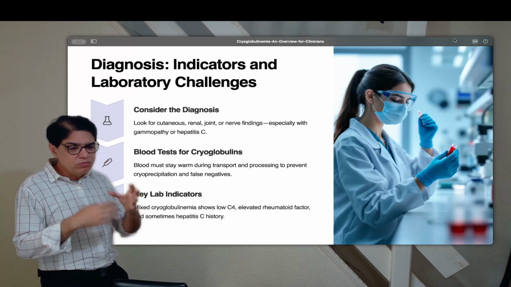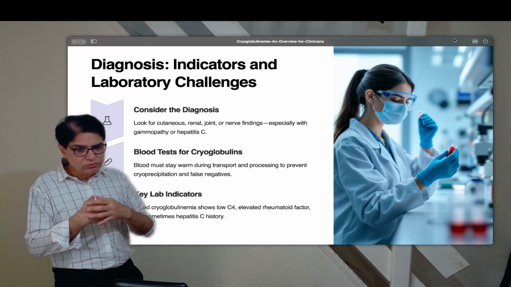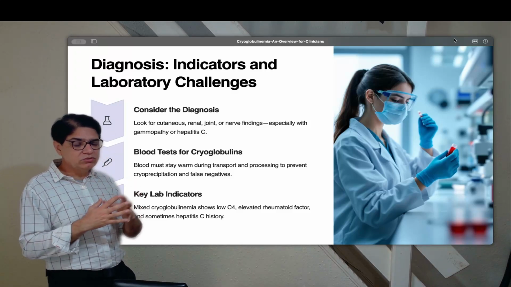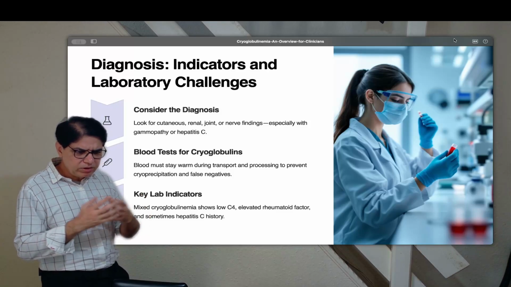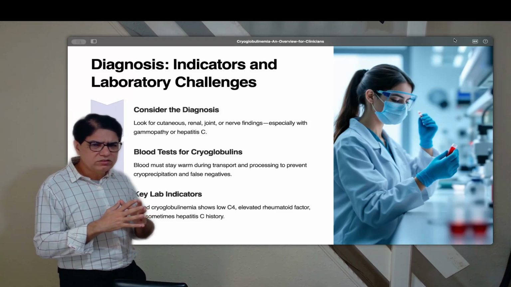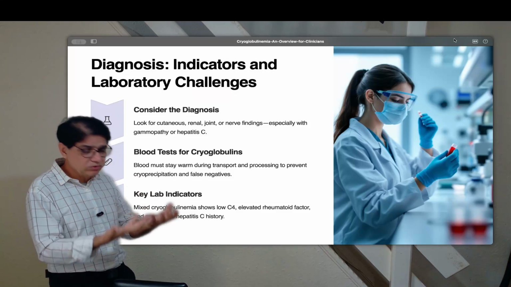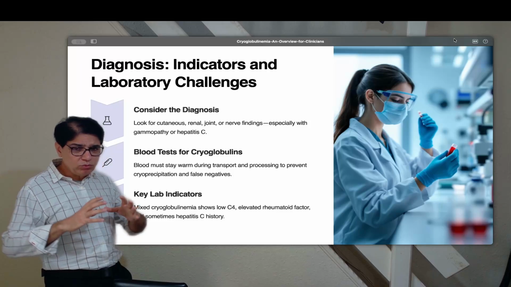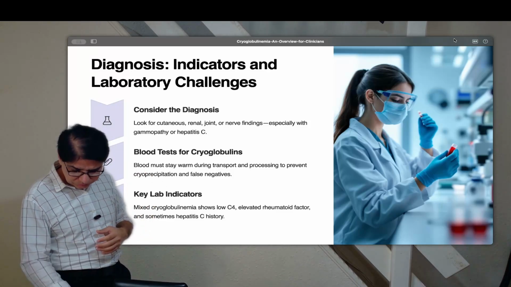And sometimes you might see, as supplementary evidence, that the hepatitis C status is positive, either chronic hepatitis, or the hepatitis C antibodies or the hepatitis C PCR is positive in these cases. But remember, not only hepatitis C; sometimes atypical infections like mycoplasma infection can also cause cryoglobulinemia. So you have to think about these things, and maybe delve a bit deeper into the history to look for them.